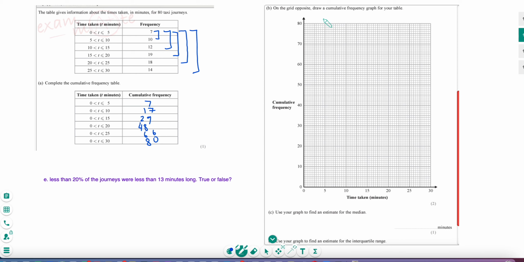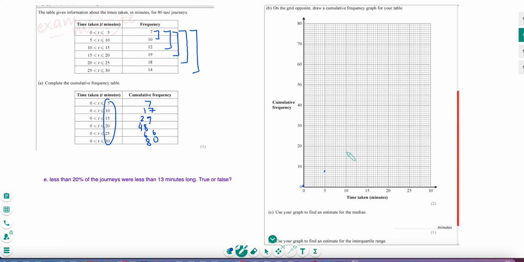Then on the grid opposite, complete a cumulative frequency graph, sorry. So always start at 0, 0. So at 5, a time of 5, remember we use our endpoint. So at 5 minutes, the frequency will be 7. So at 5, it'll be 7. So I guess the space is just 1, 1, 2, 3, 4, 5, 6, 7, 8, 9, 10. Perfect. At 10 will be 17.